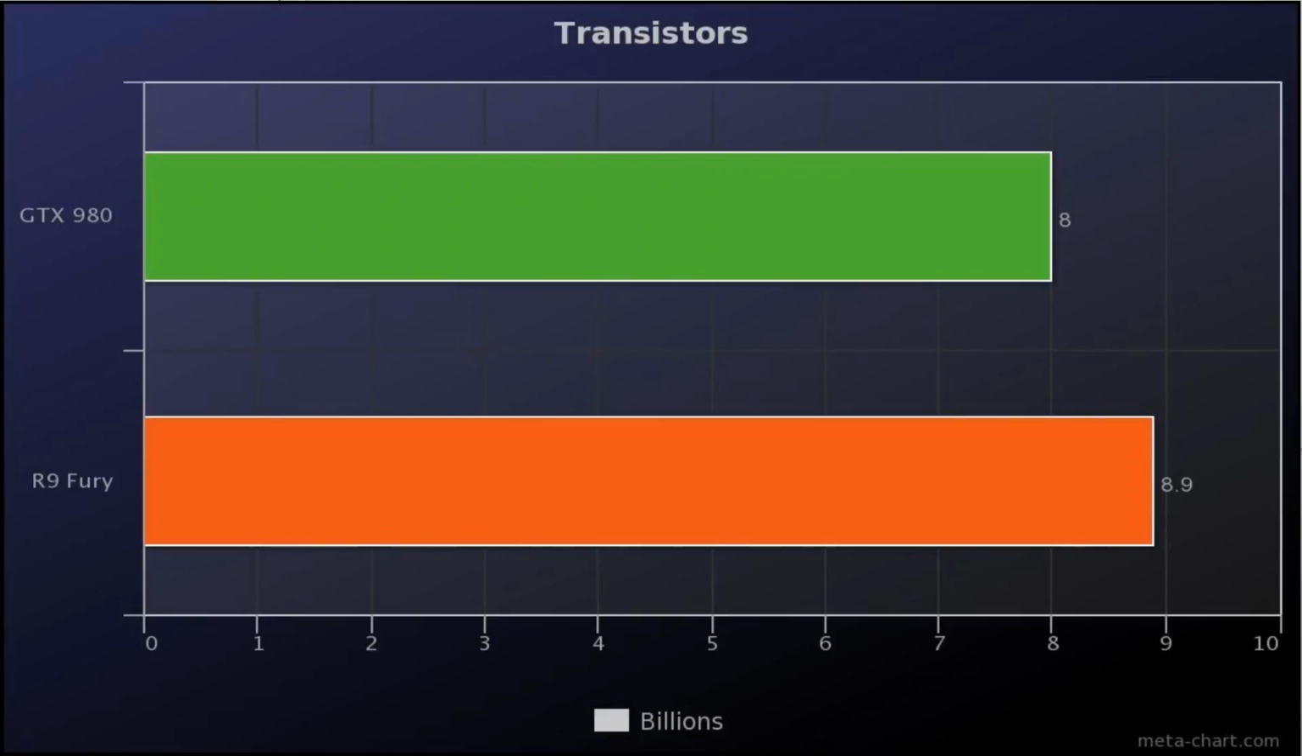So the transistor, everything works on transistors. If you don't know, a transistor is a simple thing which just turns on the light and does 0 and 1. The more transistors you have in any CPU, GPU, whatever, it will work faster. Let's see if that is the same case here. The R9 Fury has 8.9 billion transistors compared to the GTX 980's only 8 billion. So nearly 0.9 billion more in the R9 Fury.